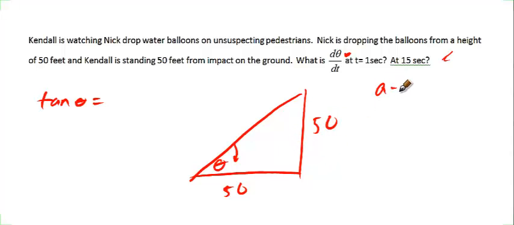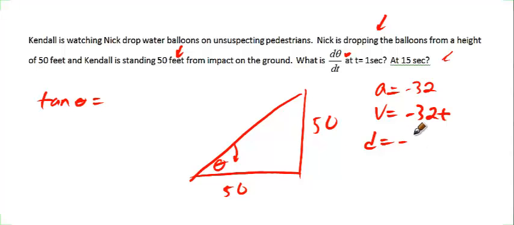Well, acceleration is negative 32, because we're talking about feet. I don't want to use the negative 9.8 because we got feet. Our velocity is going to be the antiderivative, so negative 32t plus the initial, and our initial is 0 because you're dropping them. So 0 for my initial velocity. And my displacement is the antiderivative of this, so negative 16t squared plus the initial height plus our c value. That's where the 50 comes into play.